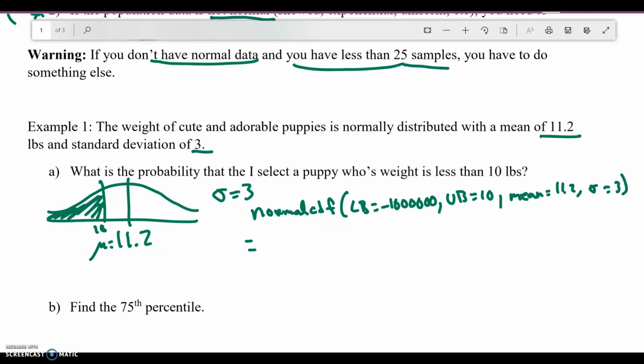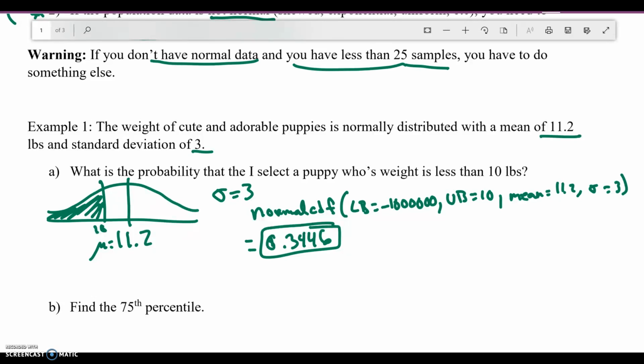So all we got to do in this case is just put this into our calculator. So I'm going to get normal CDF. Mean is 11.2. Standard deviation or sigma is just going to be 3. Lower bound negative infinity. Upper bound is going to be 10. And what I'm going to get is about 0.3446. Okay, so this is going to be my probability.